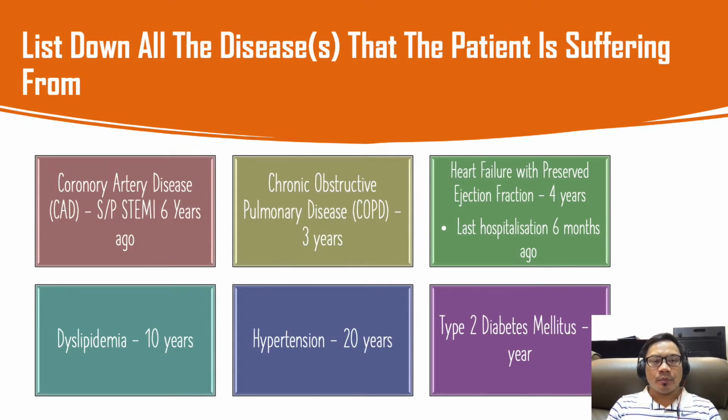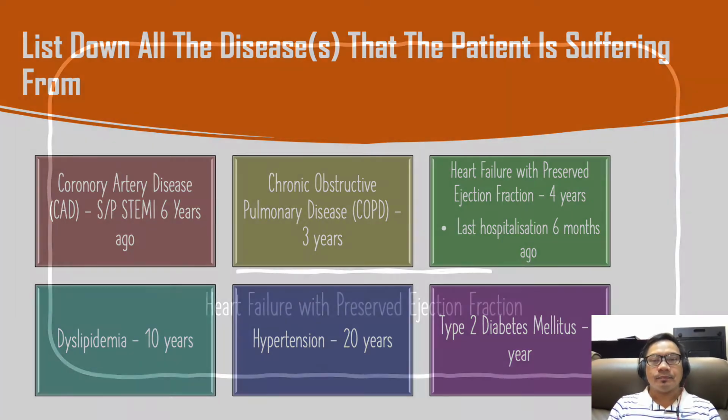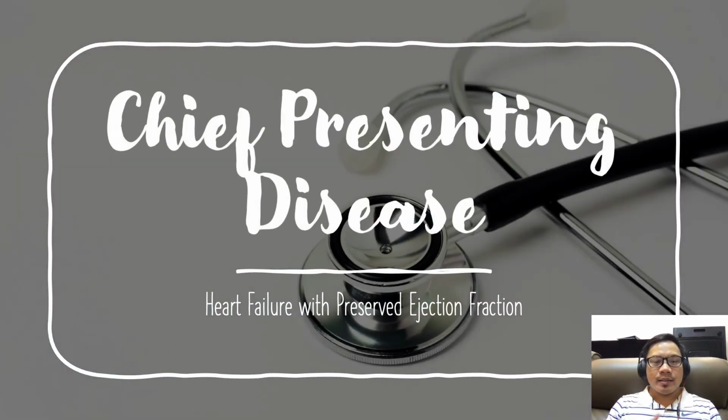Moving on to the following, which is the list of all diseases the patient is suffering. One is coronary artery disease for 6 years. Patient also has COPD for 3 years, heart failure with preserved ejection fraction for 4 years, and his last hospitalization was 6 months ago. Patient also has dyslipidemia for 10 years, hypertension for 20 years, and type 2 diabetes mellitus for 3 years. So the chief presenting disease is heart failure with preserved ejection fraction.